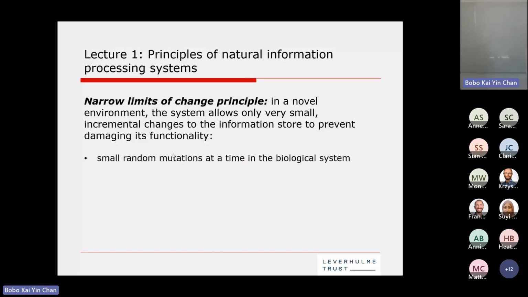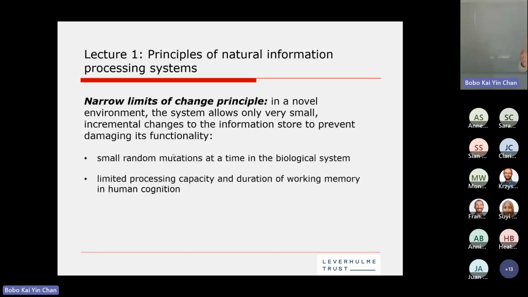For example, in the case of biological evolution, we know that random mutations are very limited. If they're not limited, we have cancer. Normally they're very limited, small changes over a long period of time. By analogy, in human cognition, this mechanism is played by working memory. The change to the knowledge base in long-term memory would be limited by working memory because working memory is limited.